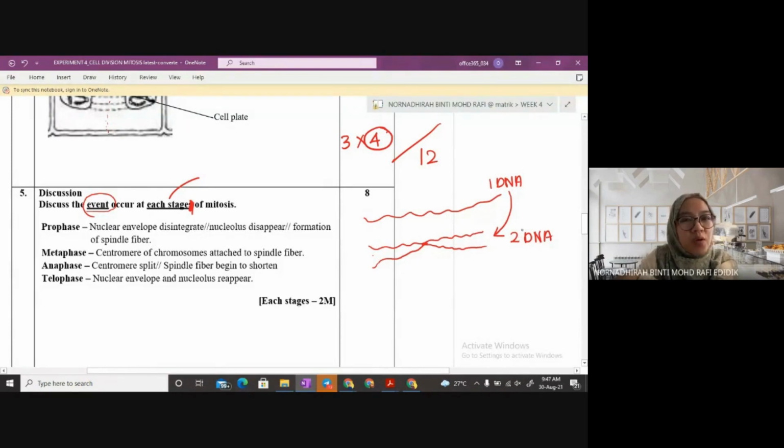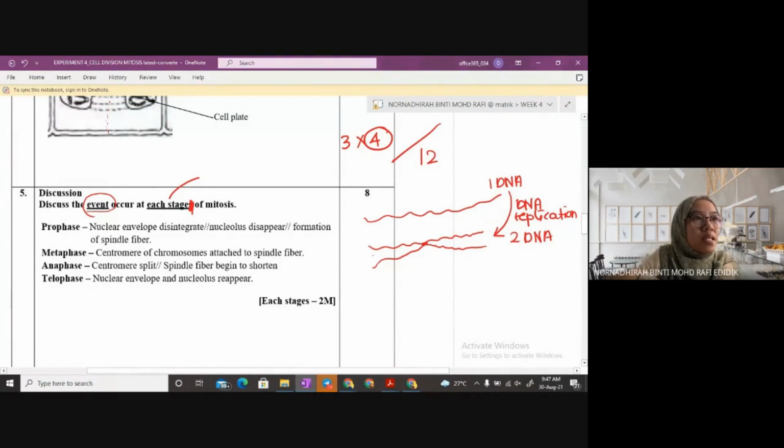Any reason? Awak dah belajar dah ni. Siapa boleh jawab? Because of? Replication. Very good, yes. Bangga saya. DNA replication. That's why you've got 2 DNA. Kan kita result DNA replication, we've got another copy of DNA which is exactly the same from the original DNA, from the parental DNA. So sekarang ni kita dapat 2 DNA.